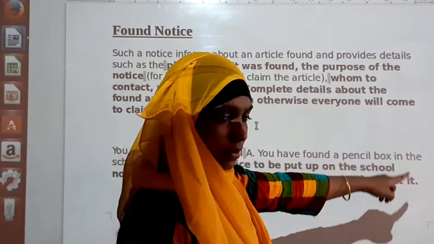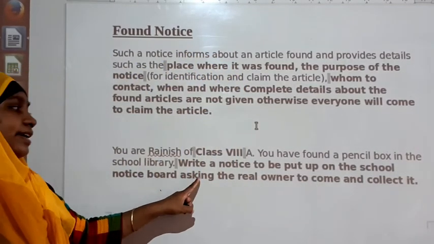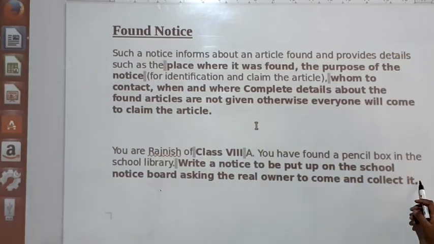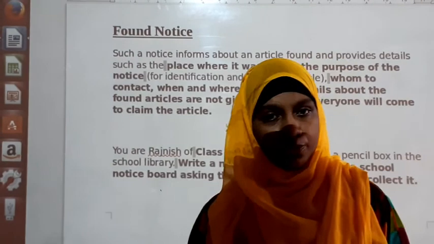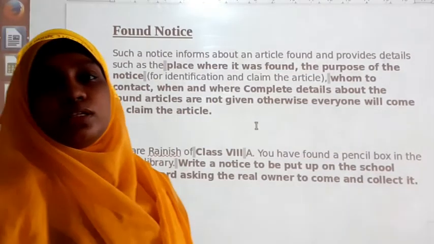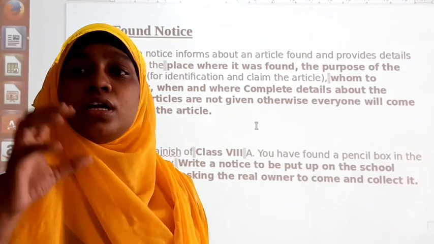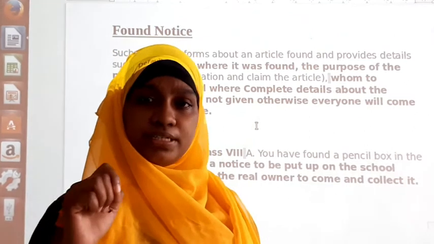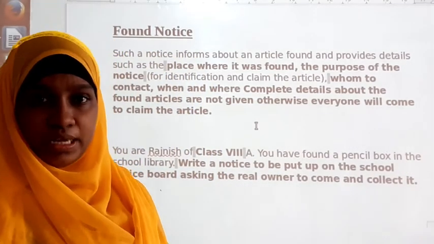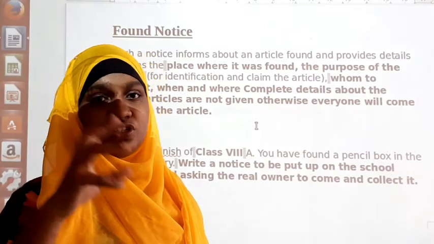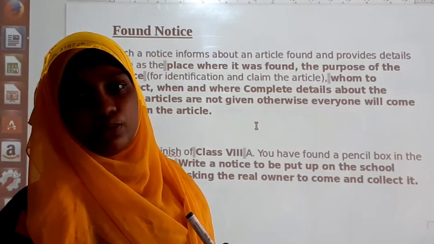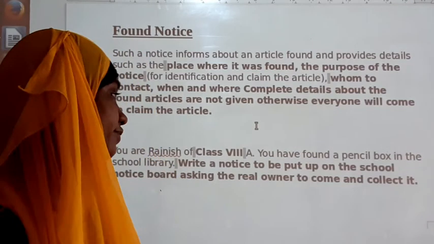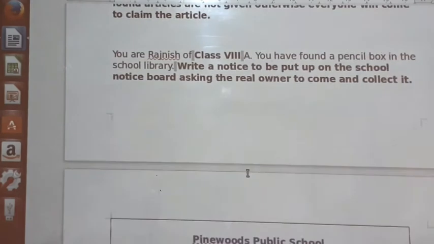You have found a pencil box in the school library. Write a notice to be put up on the school notice board asking the real owner to come and collect it. So as you put up a notice when something is lost, you should also have concern about others' property. If you see a pencil box or anything else, you have to immediately put up a notice that you have found it, and if it belongs to someone, they should come. You have to give the details about what you have found, and give it back to that owner itself. Now see how the notice is written.